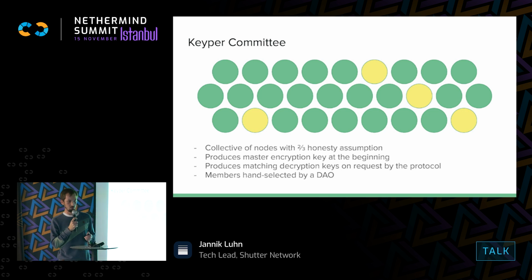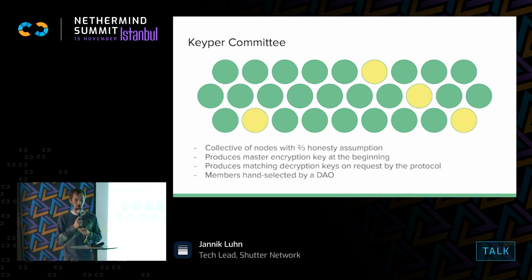There's an honesty assumption, so we need to trust that this committee does not produce keys too early, because then they would be able to front run. And we also need to trust that they actually produce them eventually, because otherwise the protocol would fault and would be unable to decrypt the transactions. And the number of nodes of that committee, we don't have to trust every individual, we only have to trust them collectively, usually 2/3 of them, which is a parameter we can choose.